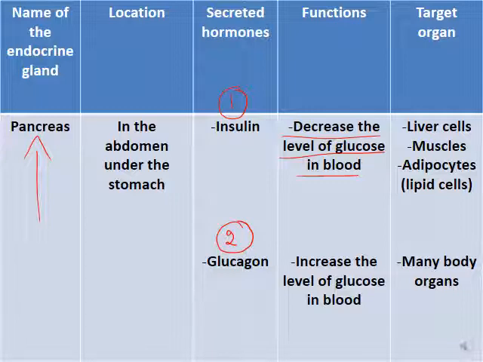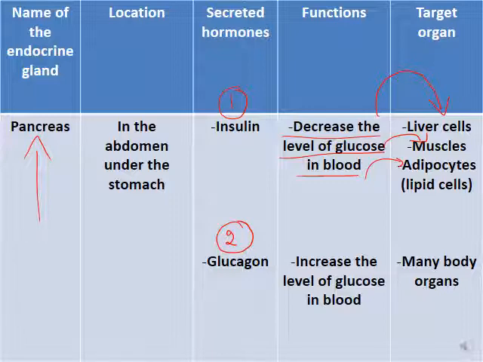It has different target organs. It works at the level of the liver cells, the muscles, and the lipid cells, which are called the adipocytes. So insulin has an important role in decreasing the level of glucose in blood. For example, we eat food that's rich in sugar. This food increases the level of sugar in the blood. So insulin is going to be secreted and it will decrease the level of glucose in blood. As I said, it works on the liver cells, the muscles, and the lipid cells, which are called the adipocytes.